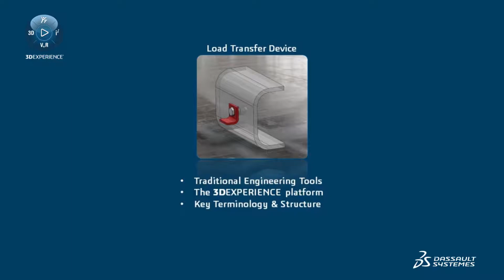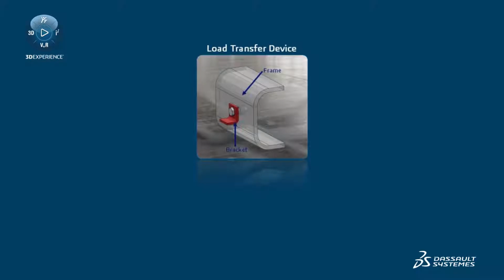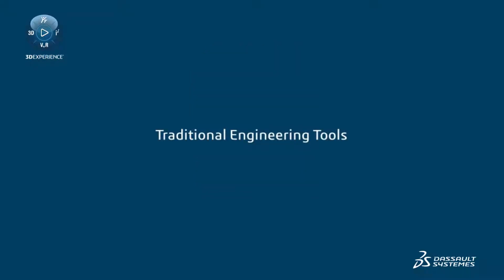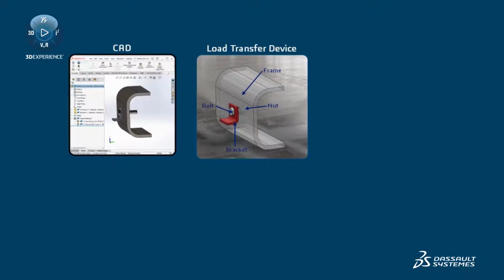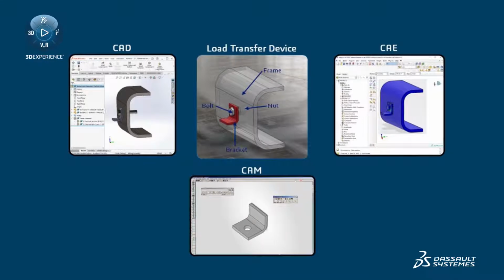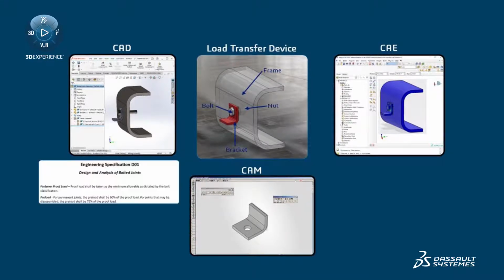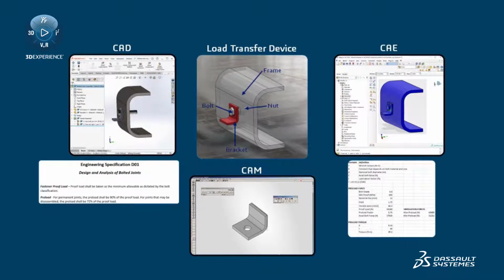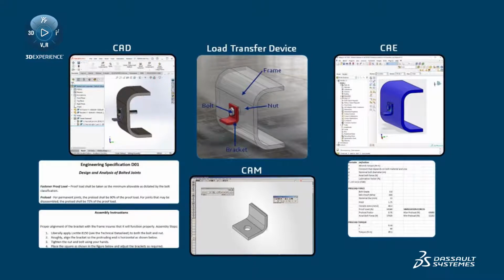I need 4 parts to make my load transfer device: a frame, a bracket, and a bolt and nut. Working with a traditional set of engineering tools, I would use a CAD software, like SolidWorks, to create 3D models and drawings of the parts and assembly. I might use a CAE tool, like Abaqus, to perform a structural analysis. And a tool like GibbsCAM, to define how I will manufacture the parts. I use a defined engineering methodology, described in Word or PDF documents, and I perform calculations that validate my design using tools like Excel. I may even provide some assembly instructions.